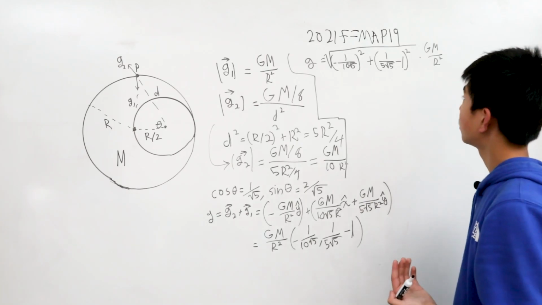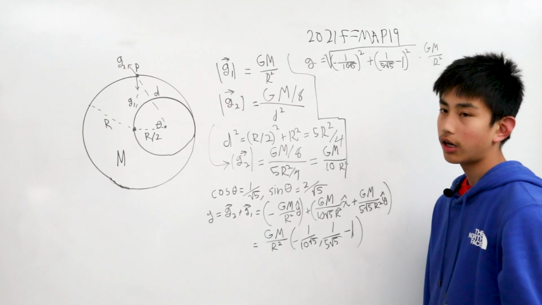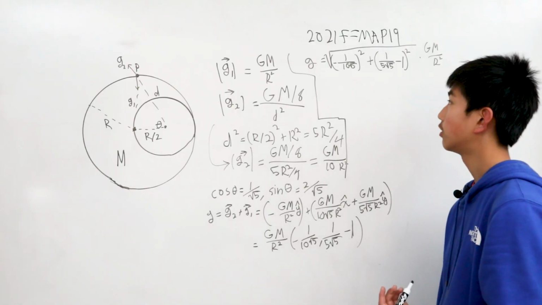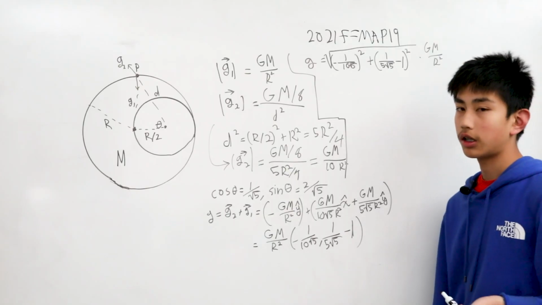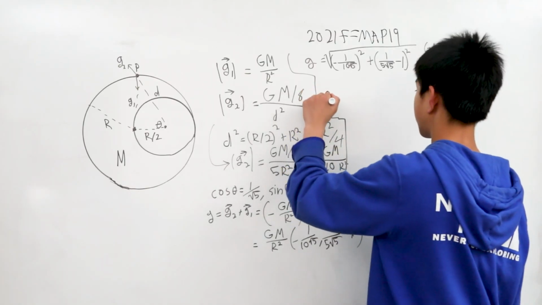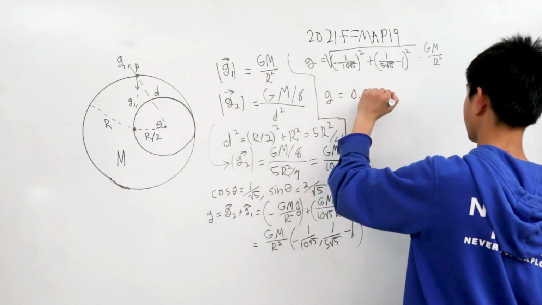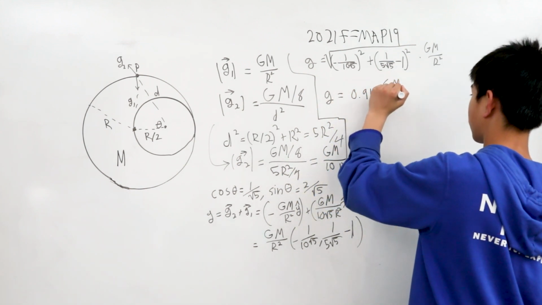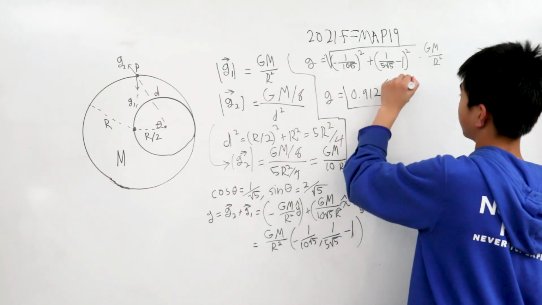And then, well, it might seem hard to do this, but you have a calculator. Calculators are allowed, so basic ones that can help you solve square roots and decimals, round to 3 points. This is 0.912 Gm over r squared. This is our answer when you just put this into a calculator.